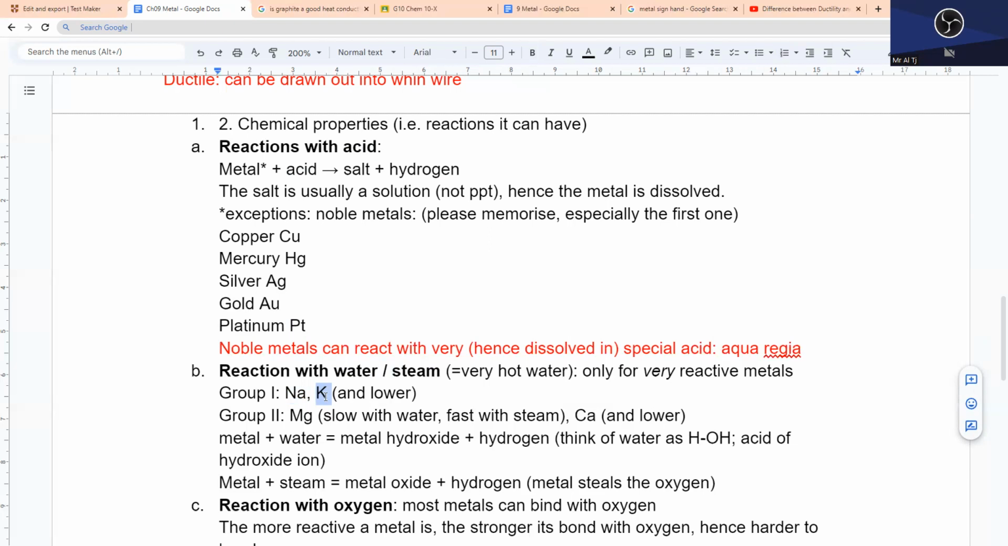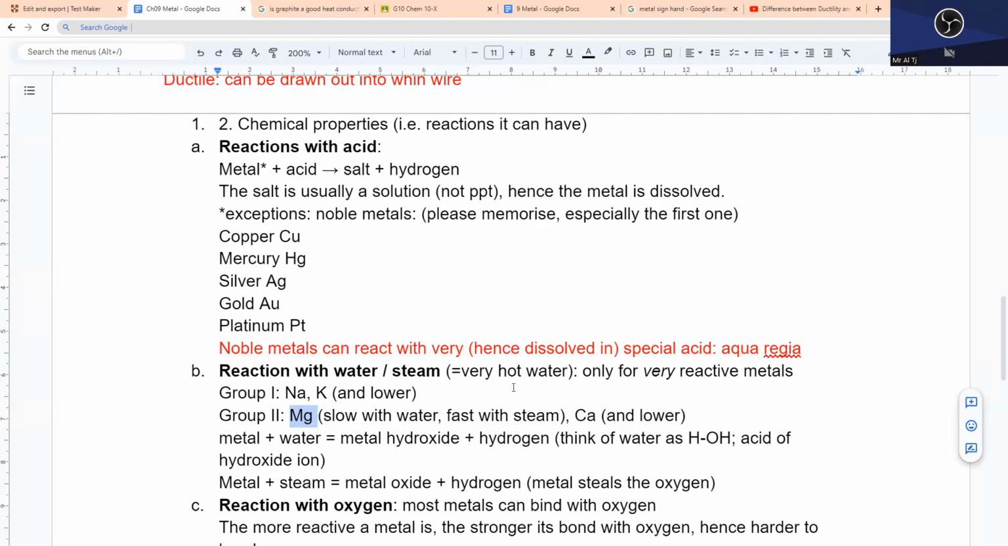Now, group 2 is not as reactive as group 1. But as we go down the group, they're becoming more and more reactive. Magnesium is the weakest that still reacts. Now, magnesium reacts with water so slowly that it is usually not worth it to wait for it to react. If we want to react magnesium, we usually react it with steam instead of water.